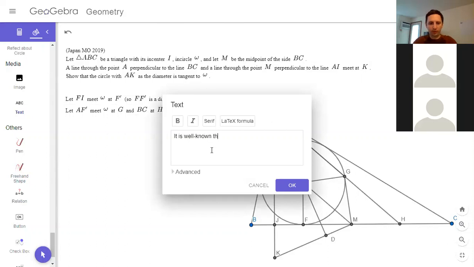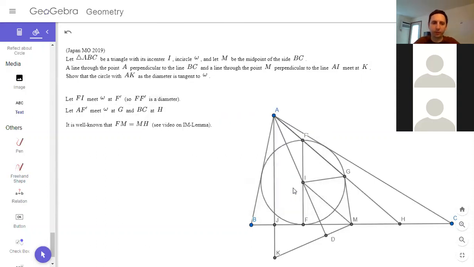So it's well known that FM is equal to MH. I did a video on that, so see the video on the IM lemma. I'm not sure what number the video is, but that's what I call it at least. And then FI is equal to IF prime. So IM is parallel to F prime H.